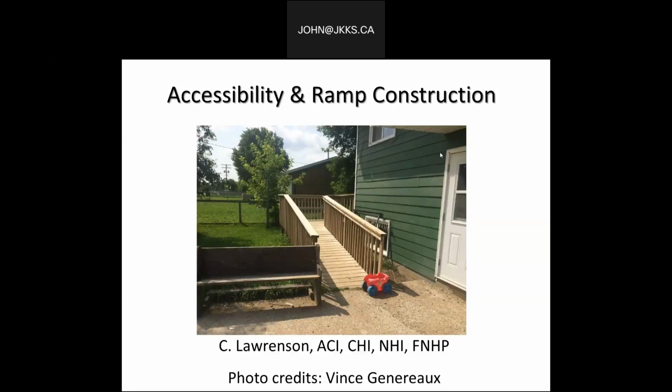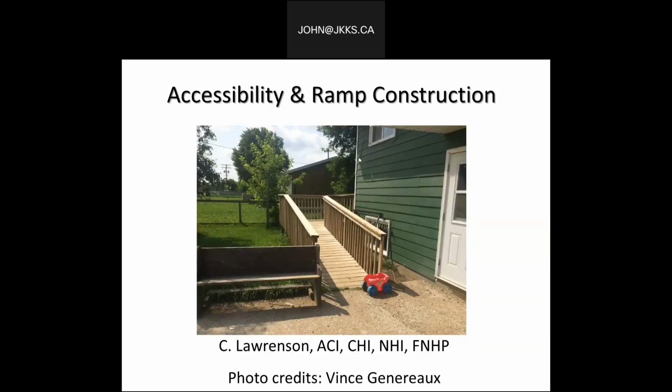We're going to talk today about accessibility and ramp construction. When we look at this photo, we see a barrier-free ramp that's going up to the house. I'm going to talk a little bit about ramp construction and certainly what would be deemed good building practice for barrier-free ramps.